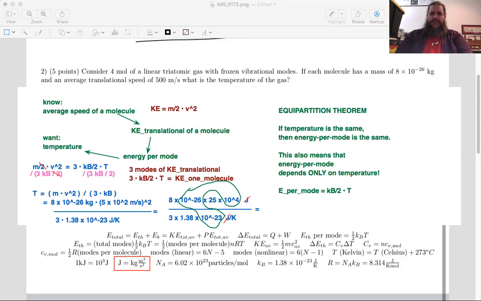483 kelvins. So that should be the final temperature, or sorry, the temperature of this gas. It's not so much a final temperature because it's not changing. 483 kelvins is just the temperature of this gas.